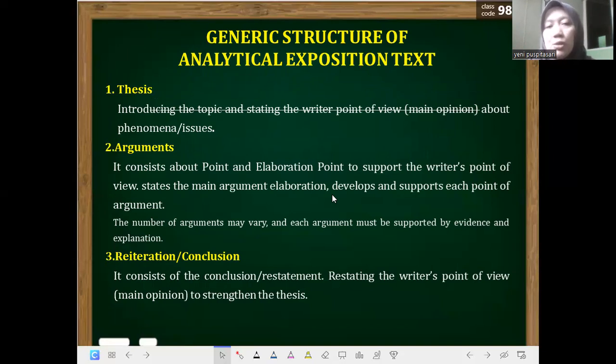State the main argument, elaboration, develop and support each point of arguments. And the number of arguments may vary, and each argument must be supported by evidence and explanation. And the last one is reiteration or conclusion. It consists of the conclusion or restatement, restating the writer's point of view or main opinion to strengthen the thesis.